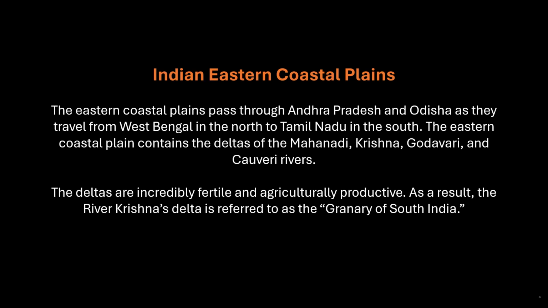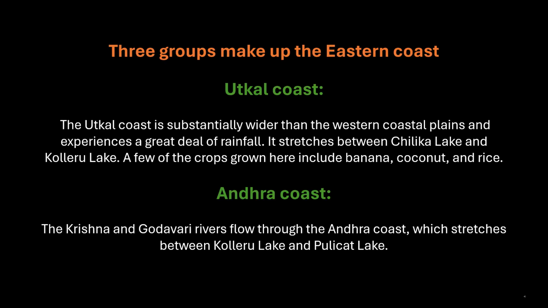Indian Eastern Coastal Plains. The eastern coastal plains pass through Andhra Pradesh and Odisha as they travel from West Bengal in the north to Tamil Nadu in the south. The eastern coastal plain contains the deltas of the Mahanadi, Krishna, Godavari, and Kaveri rivers. The deltas are incredibly fertile and agriculturally productive. As a result, the river Krishna's delta is referred to as the granary of South India. Three groups make up the eastern coast.